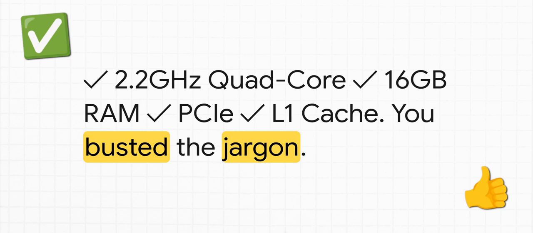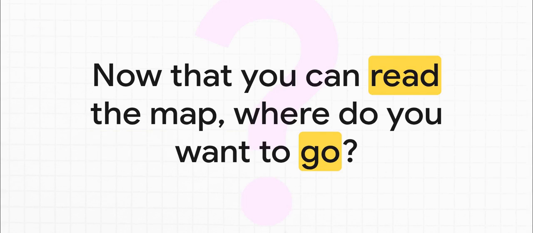We've busted the jargon. So the next time you're shopping for a computer and you see one of those ads, you're not going to see a foreign language anymore. You're going to see a map of components where you understand what each part does and why it matters. You now have the power to figure out what you're really looking at and make a choice that's right for you. So the only question left is, now that you can read the map, where do you want to go?